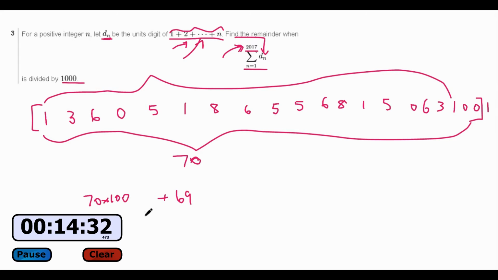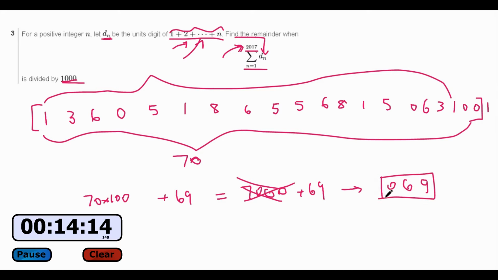And then, well, what's this equal? This is 7,000 plus 69. Well, when we divide by 100, then this just all cancels out. So our final remainder when we divide by 1,000 is 069. And that is the answer. Haha, the answer is 069.